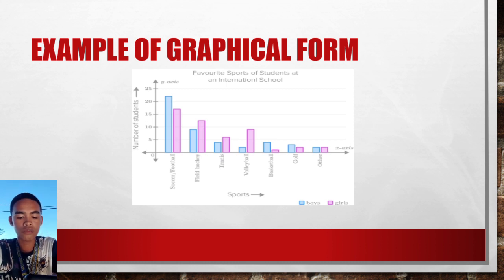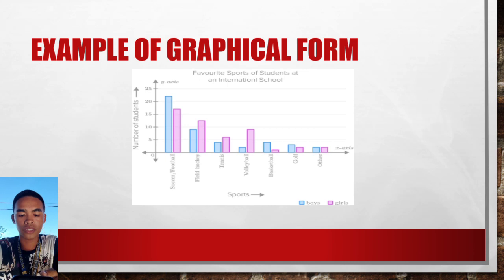As you can see on the left side, you can see the number of students. In the bottom part, you can see the sports that are favorite to students. The blue line represents boys and the pink line represents girls. In football, the boys are higher than the girls. Let's assume that there are 32 boys whose favorite sport is football and 17 girls whose favorite sport is football.